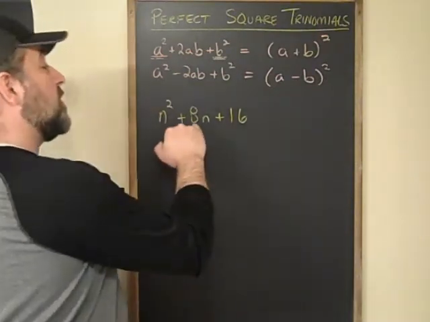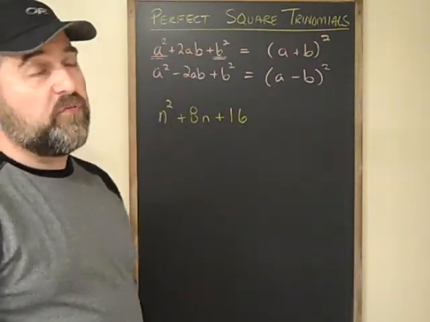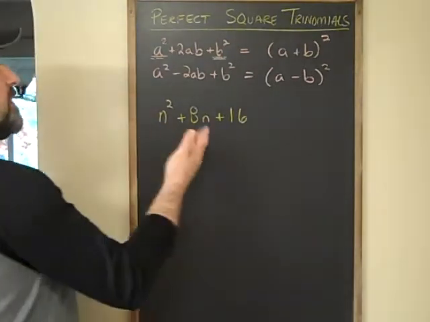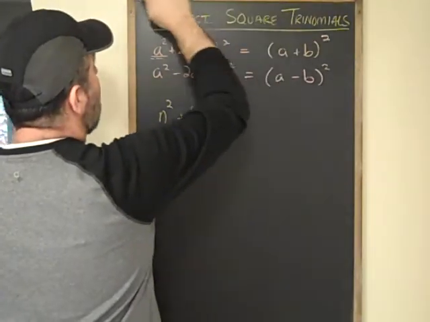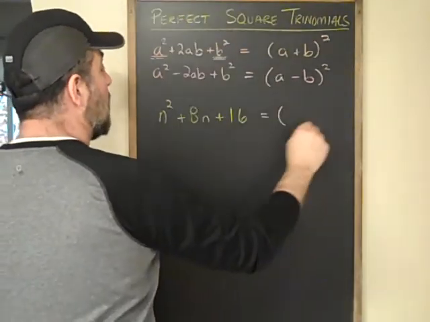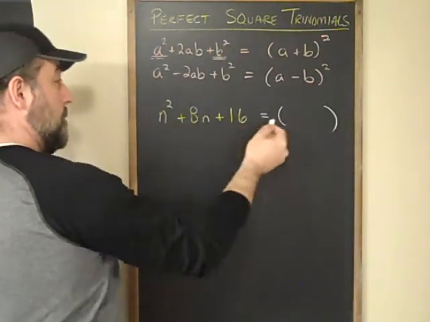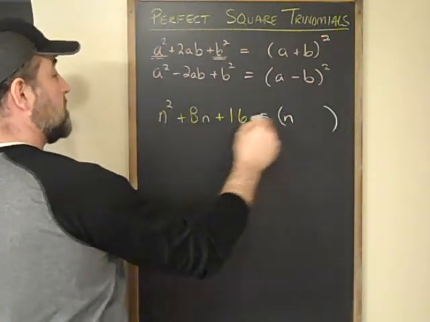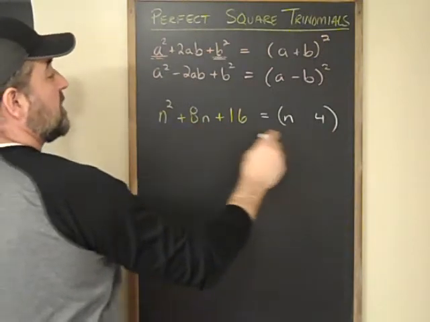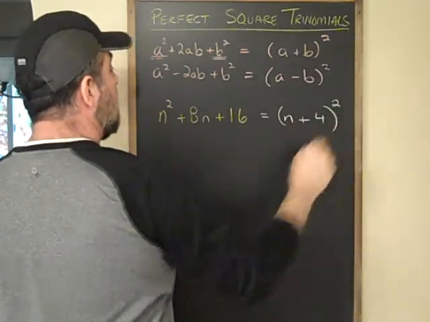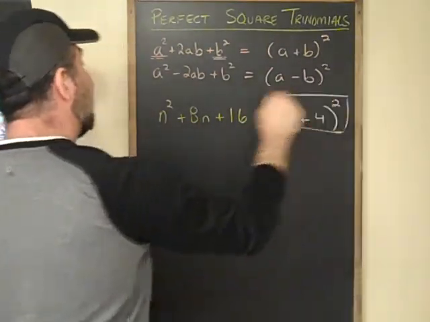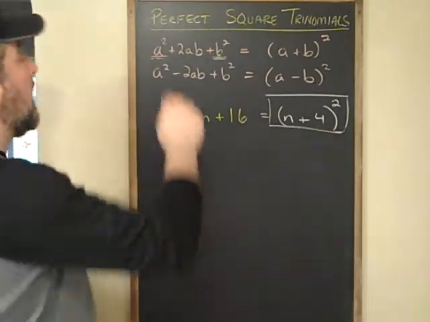So that's how you can recognize if it's a perfect square trinomial, by actually doing a little bit of the work. Whenever we factor this, we're going to end up with the n first, the 4 second, and it's plus 8n, so it's going to be plus in between, n plus 4 squared. Done. There's nothing more to it than that.